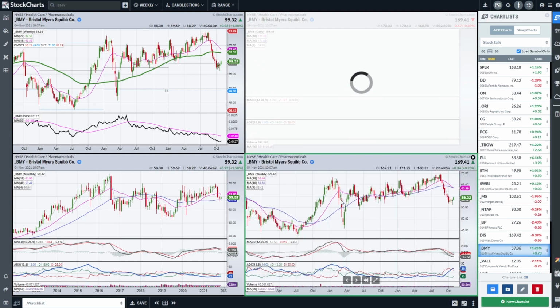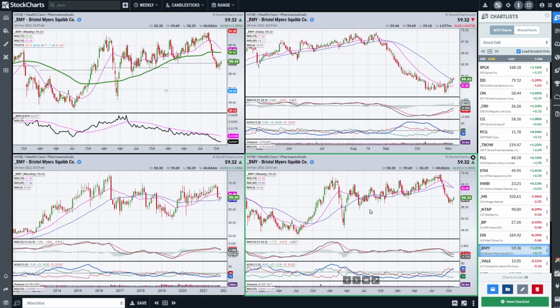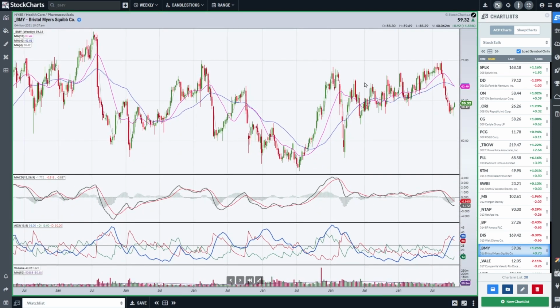Bristol-Myers is a pretty big disappointment. I like the way this was consolidating. This was a low ADX pattern, had a pretty tight pattern here and was cupping around. Low ADX, green was above red throughout. And then when it tried to get through this peak here, it didn't make it through this one, but it tried to get through this one here. It made it through and then just kind of gave it all up.